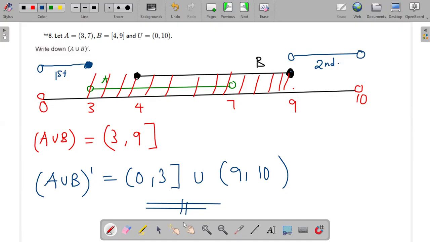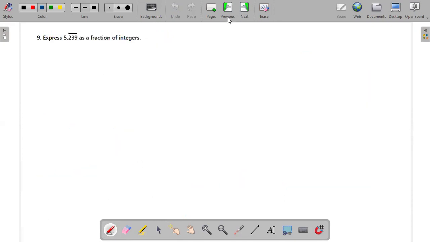Any questions there? Okay, let's proceed. We look at question number 9. Question number 9, they're saying express 5.239 bar as a fraction of integers.